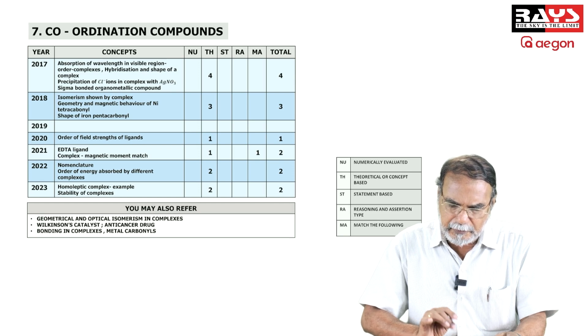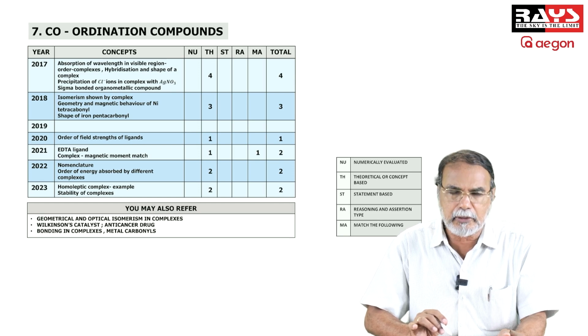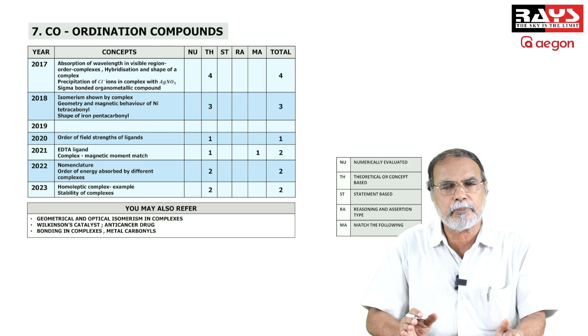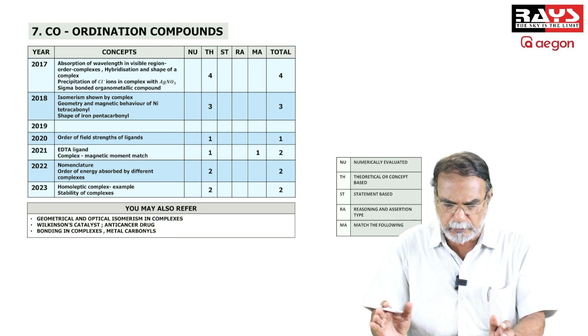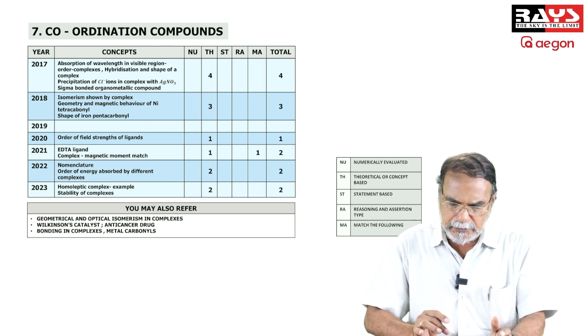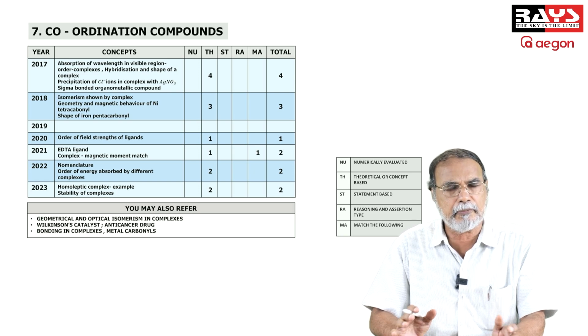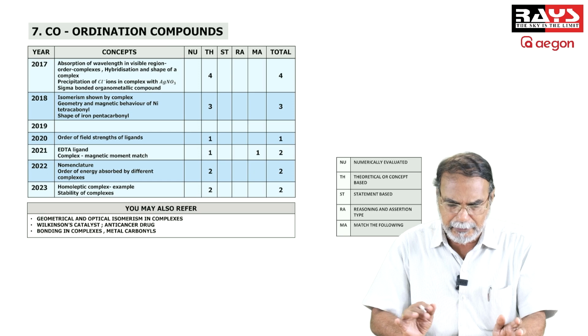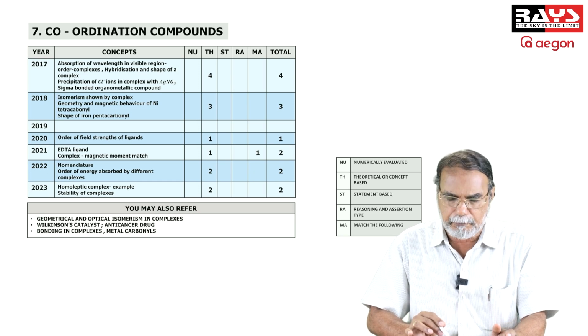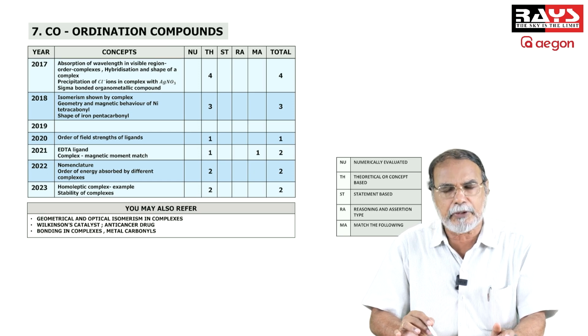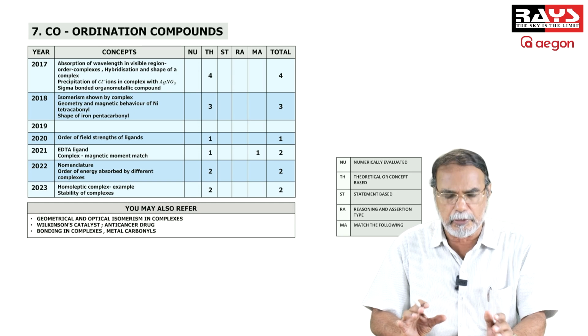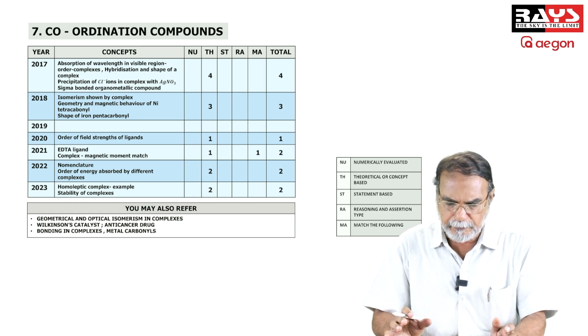2018, there was a question on isomerism shown by complexes. It's very important, both geometrical isomerism and optical isomerism of complexes. And there was a question on the geometry and magnetic behavior of nickel tetracarbonyl, a standard question which every one of you may be studying and knowing, and the shape of iron pentacarbonyl, Fe(CO)5. So the bonding in Fe(CO)5 and the geometry of Fe(CO)5.